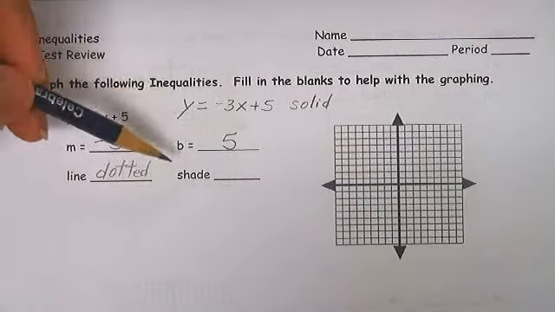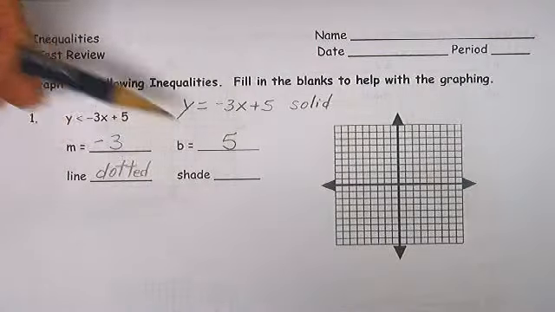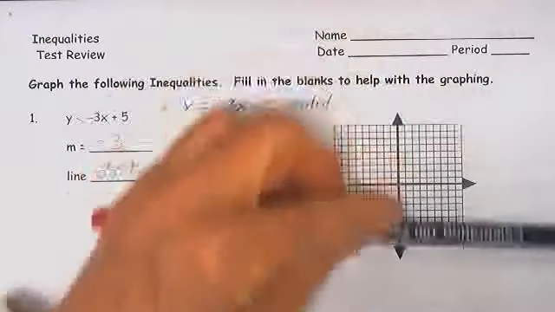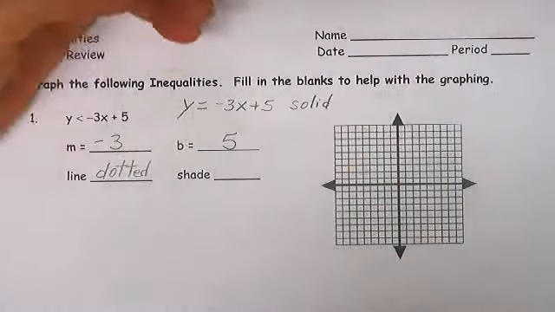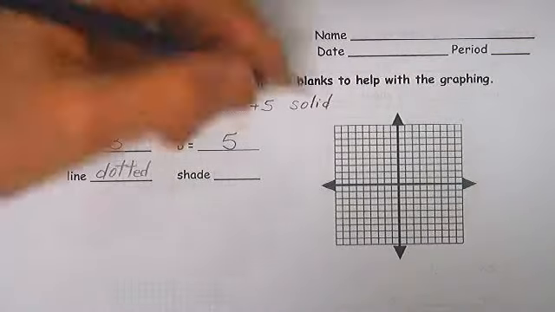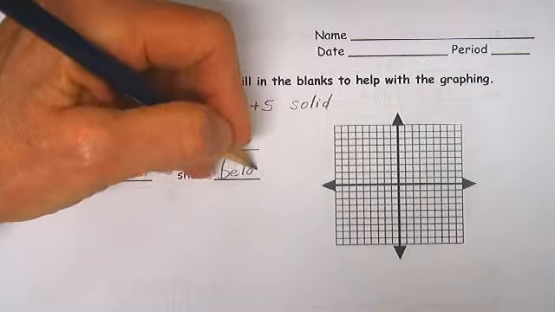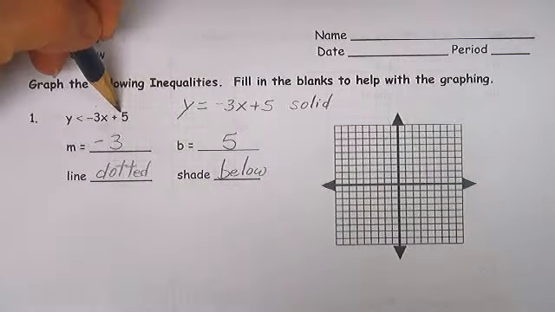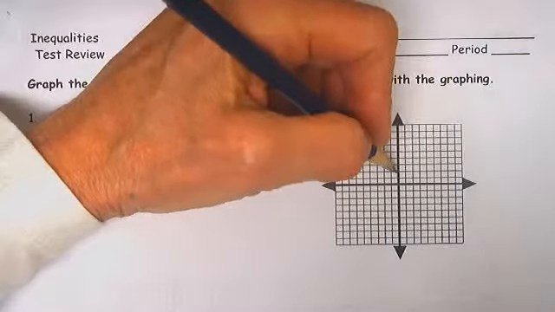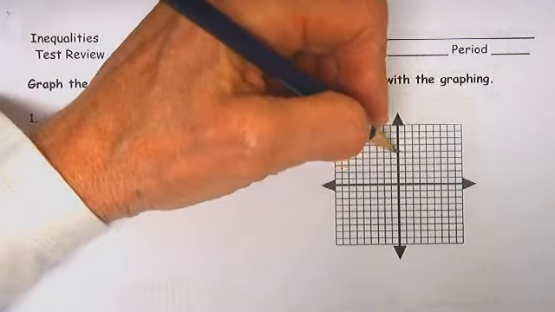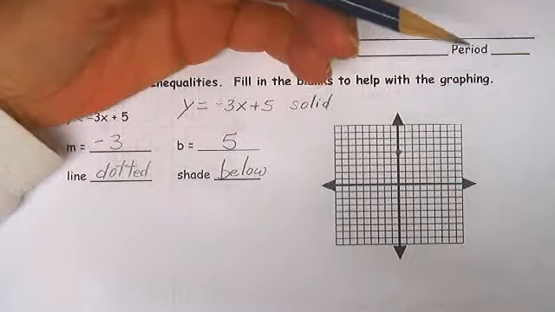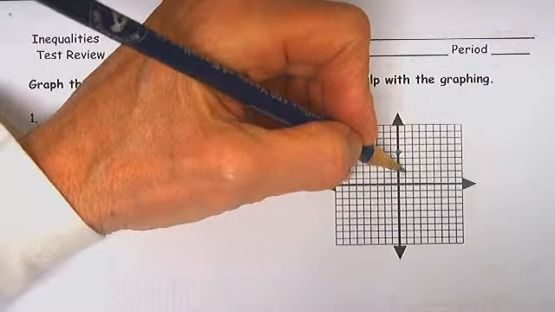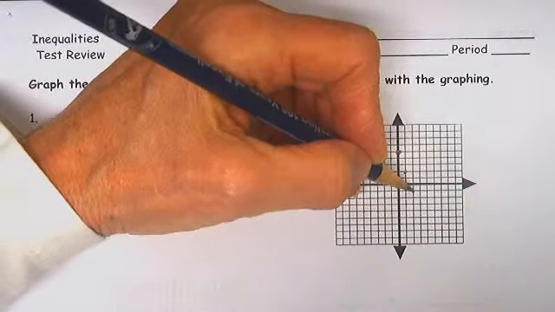Do we shade above or below? We shade below because y is less than, and our y-axis is the vertical component. So we shade below. Let's graph this and see what happens. The y-intercept is positive 5. 1, 2, 3, 4, 5. The slope is negative 3. Negative 1, negative 2, negative 3, positive 1.